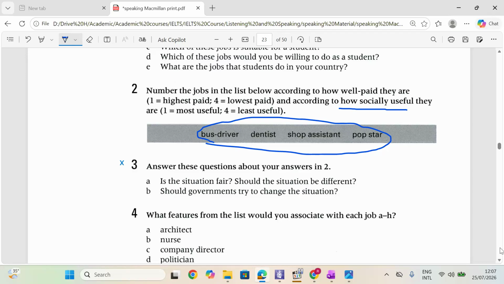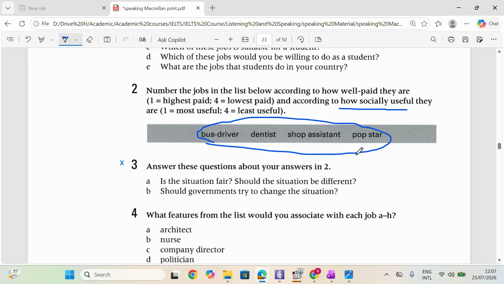I'm asking for its meaning. So socially useful means the society cannot dispense with something which is really important. Which of them is the most important for society? That's the meaning of social use. The most important for the society. We have 4 jobs here: bus driver, dentist, shop assistant, and pop star. Which of them do you think is the most important for the society? I think the dentist.